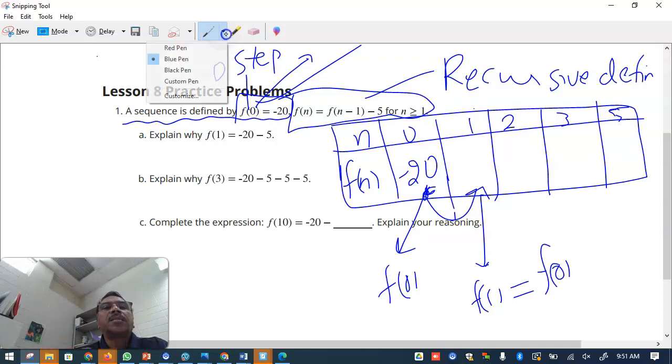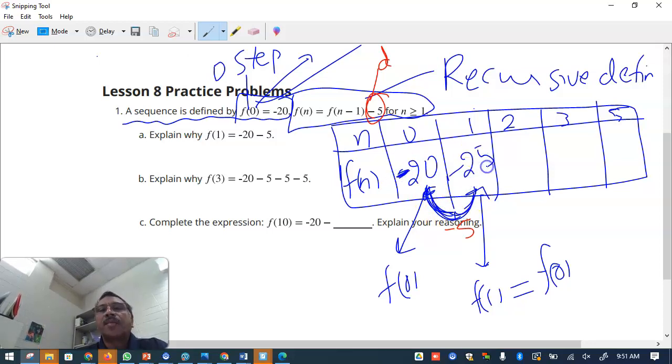Then this -5 that you see here, that's the d part, or the rate of change. So all you do is you take away 5. From here, -20 and -5. When you take away 5 from -20, that's -25, right?